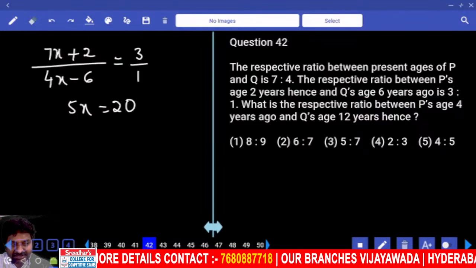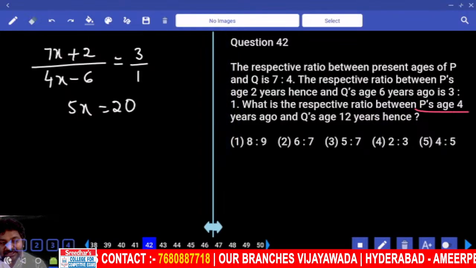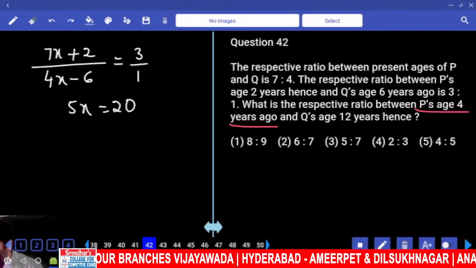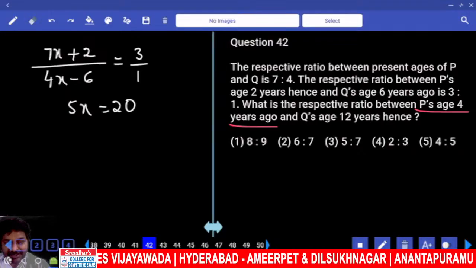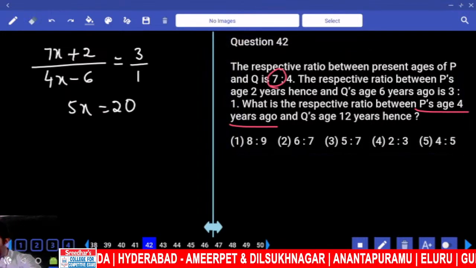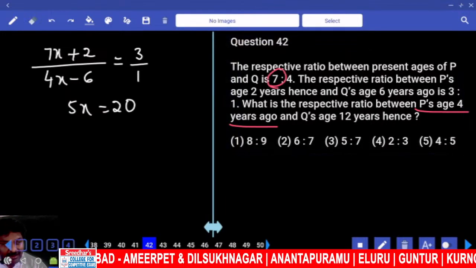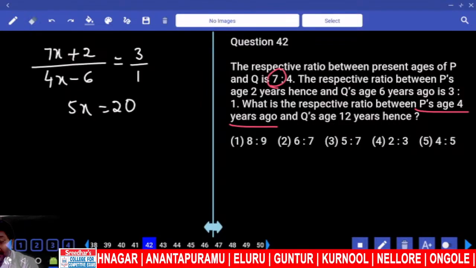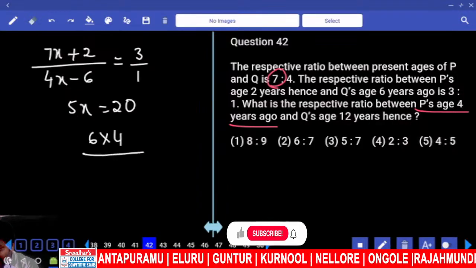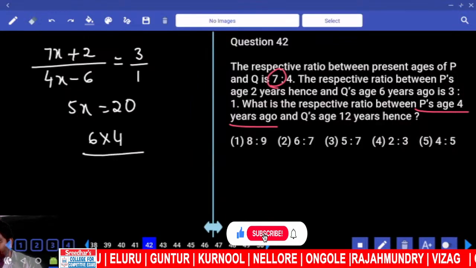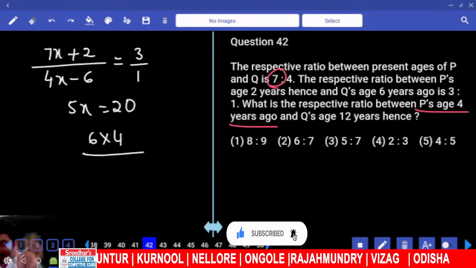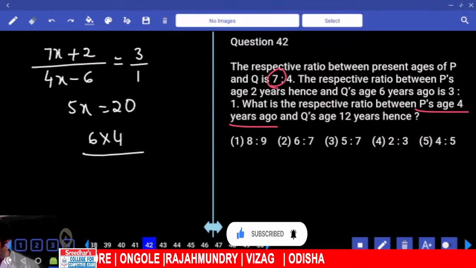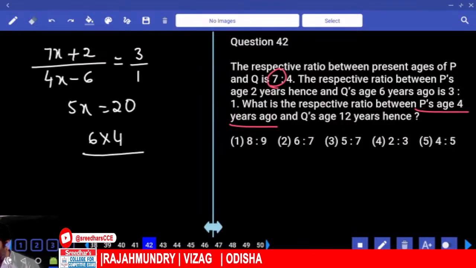Now the question is, what is the respective ratio between P's age 4 years ago and Q's age 12 years hence? What is one part value? X value 4. P's age, that means 7 fours, right? And the question is about 4 years back, that means 6 fours only. Write it as 6 into 4 like that. When I said 7 into 4, some of you might calculate 28. No, don't do that. Remember it as 7 into 4 only. From that we are subtracting 1 four. So that will be 6 into 4.